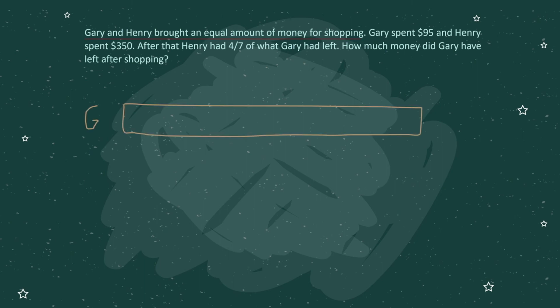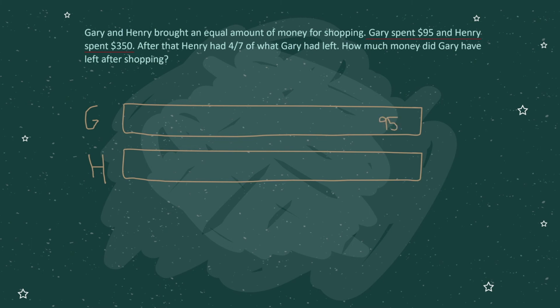One bar for Gary, hand-drawn, and one for Henry. The bar will represent what they had initially, and we know that these two bars have exactly the same length. Well, it's hand-drawn, so it's not exactly the same length, but we know that we've drawn this to be exactly the same length because they represent the initial amount of money that Gary and Henry have, which is equal.